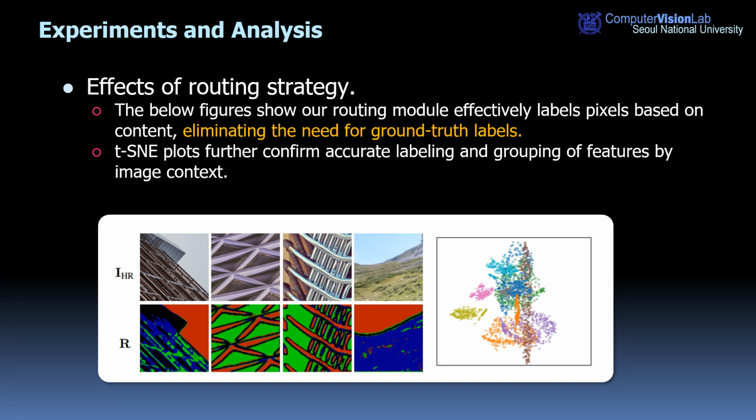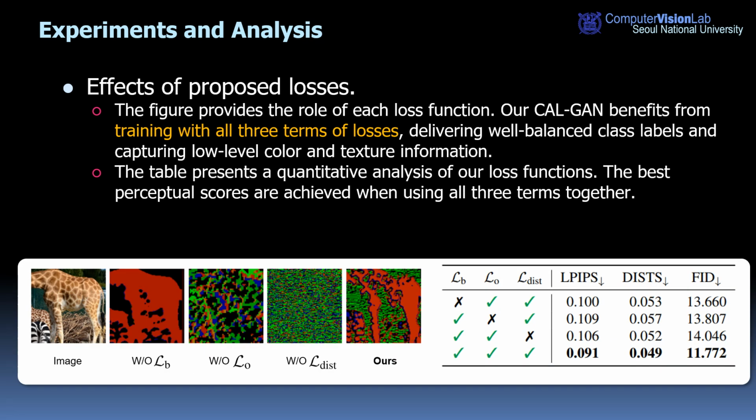Additionally, in the right figure, we use a t-SNE plot to demonstrate that features with different indices form distinct clusters. This analysis validates that our routing module correctly labels local features based on image context and groups them into the appropriate categories.